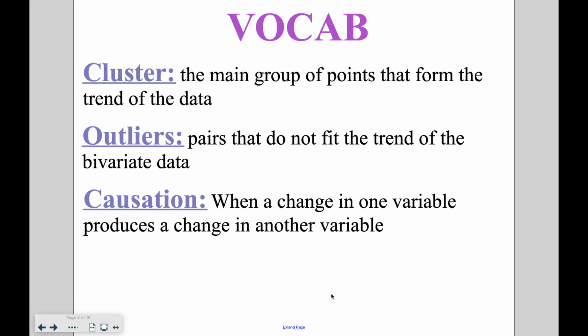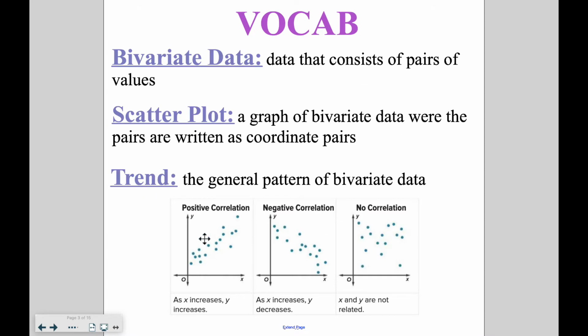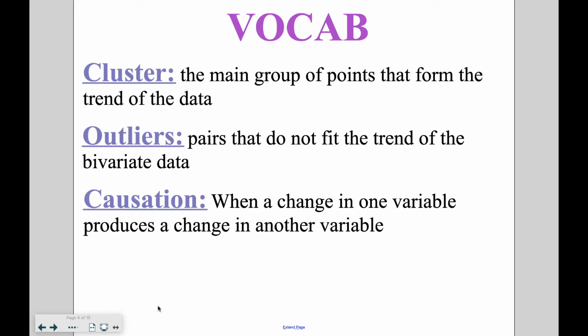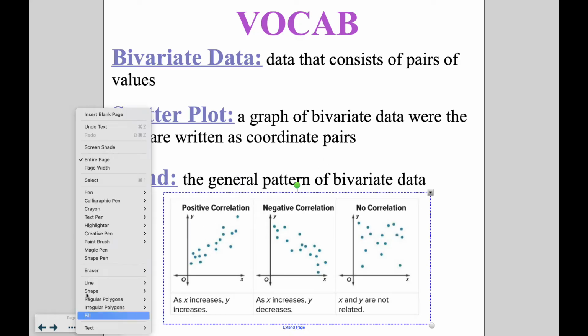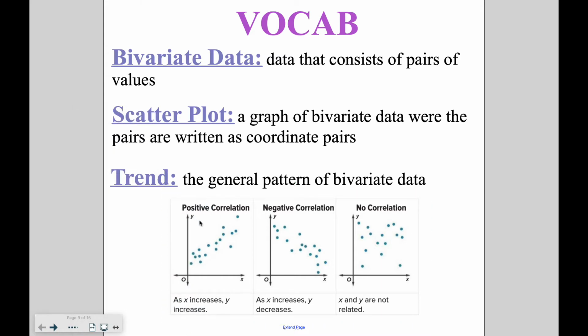The cluster is the main point that you are looking at for the trend. So if we come back here, our cluster of data is this group right here. We have one point that's way up at the top, but the general trend of our data is going to go up. An outlier is something that is very far off from the trend. So for example, if there was a point up here, let me grab my pen. If there was a point up here on the top of my positive correlation, the general trend is still positive. There's just one piece of data that doesn't really fit. This red dot would be an outlier.